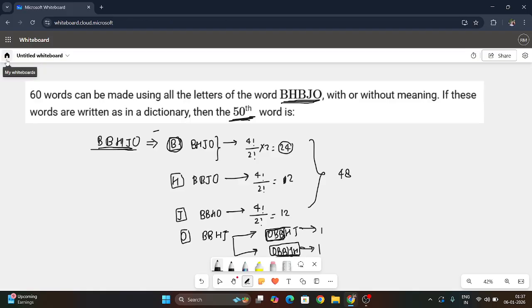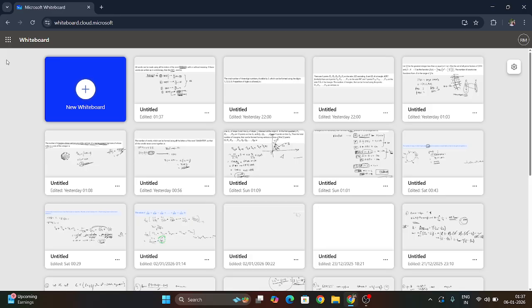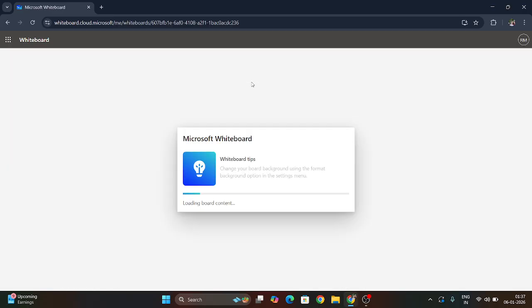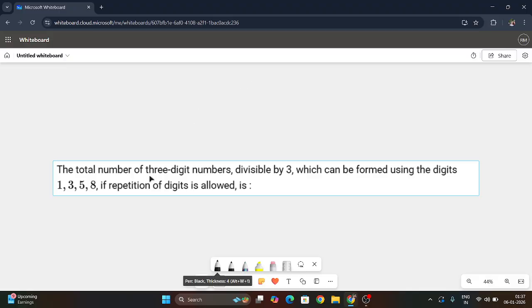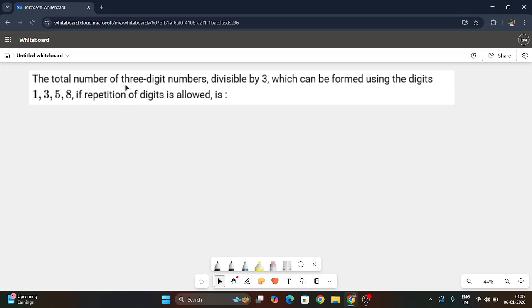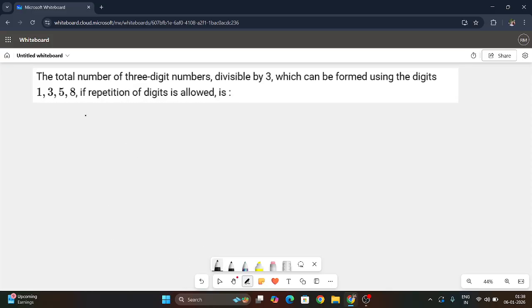Okay, let's go for the next question. And the next question is, you have to find the total number of 3 digit numbers divisible by 3, which can be formed using the digits 1, 3, 5, 8 if repetition of digit is allowed. Okay, so repetition of digit is allowed. This is given to us.